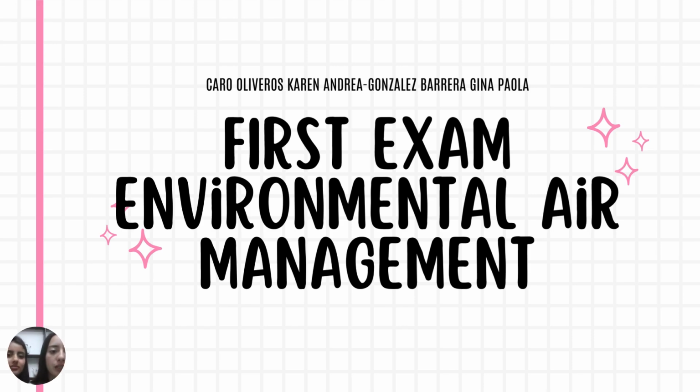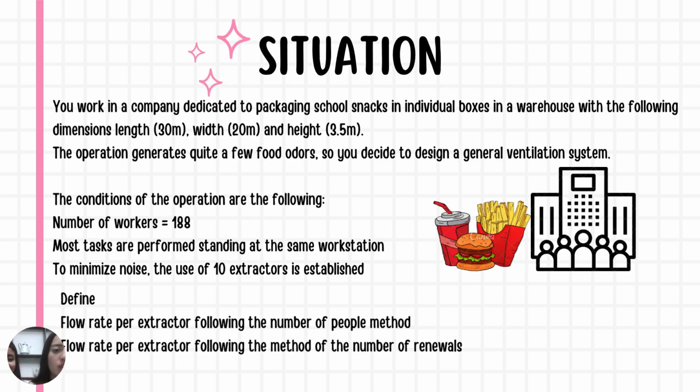Today we are going to talk about the third exam, environmental air management. You work in a company dedicated to packing school snacks in individual boxes, in a warehouse with the following dimensions: length 30 meters, width 20 meters, and height 3.5 meters. The operation generates quite a few food odors, so you decide to design a general ventilation system.